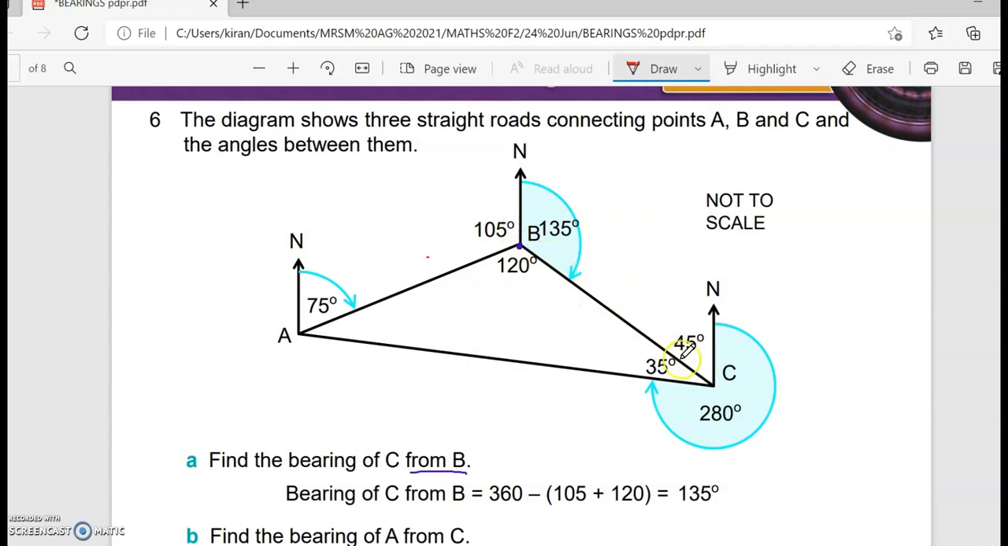So we look at C and B, and then we want to read the bearing of C from B. So we draw a north line at B. And then we pull it like this until we reach the line connecting B and C. So the angle here is 135. Okay. So the bearing of C from B is 135.